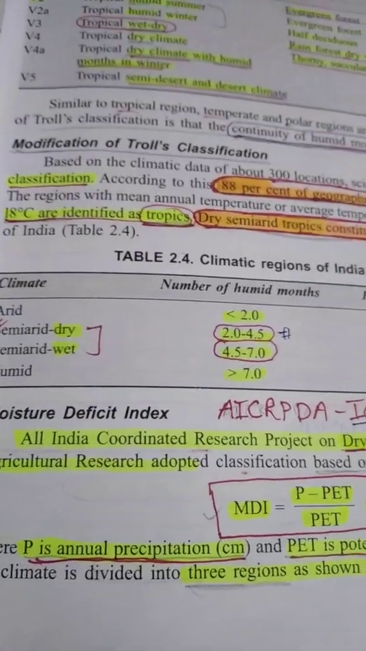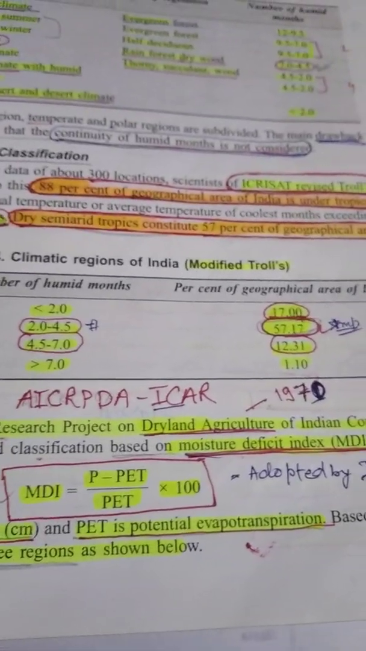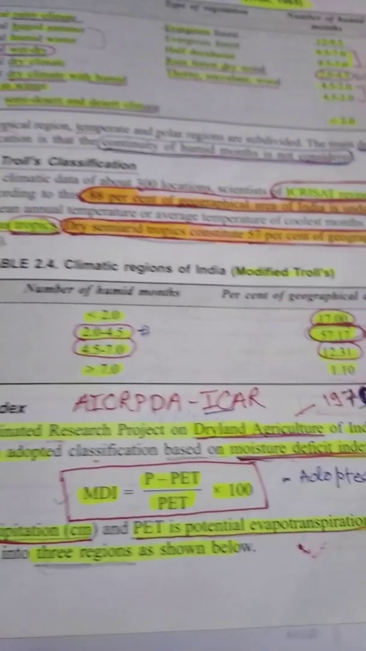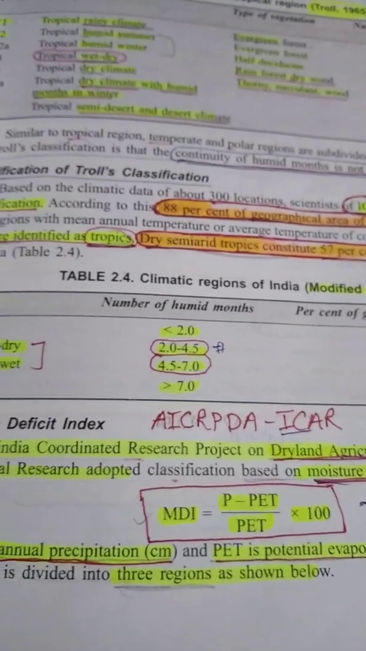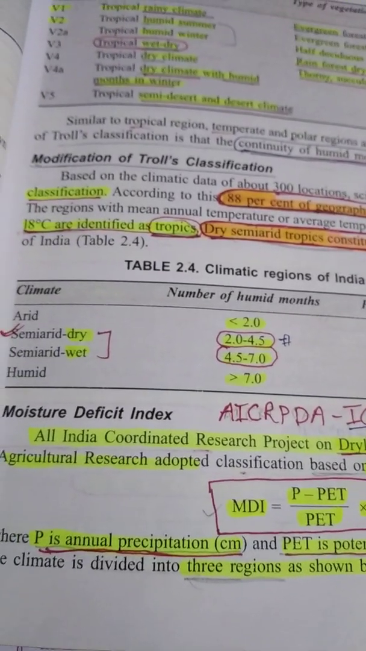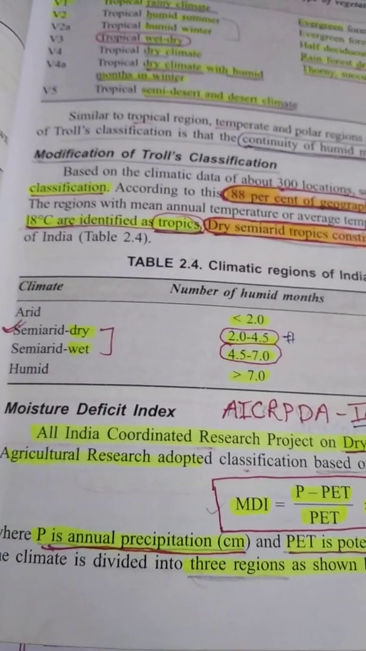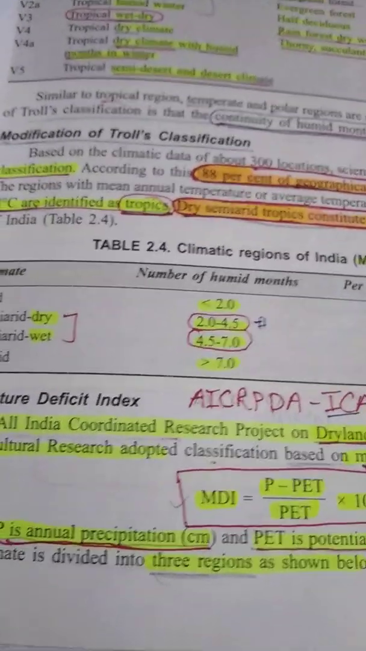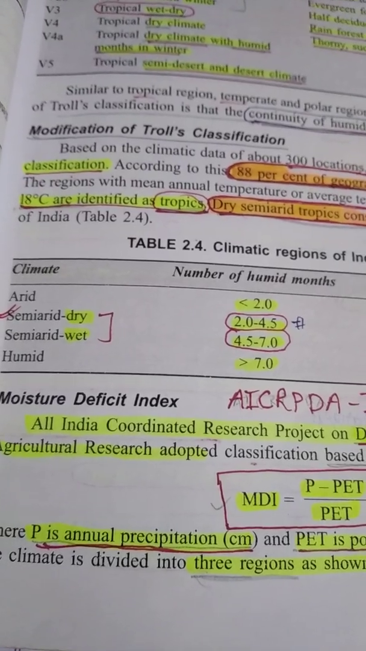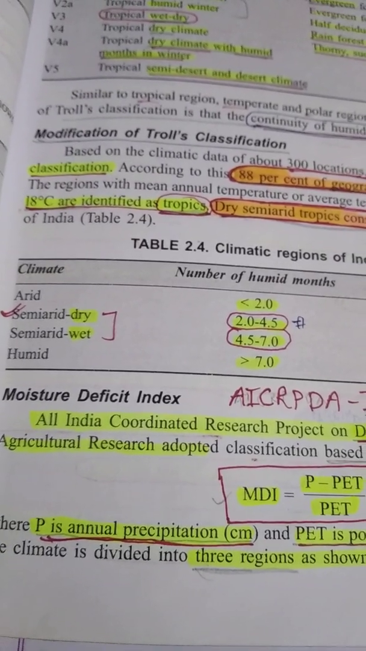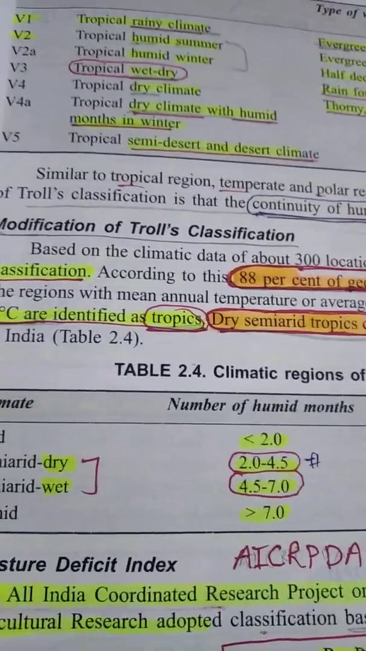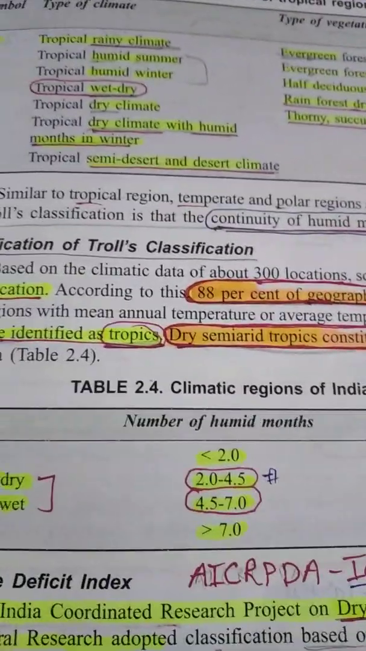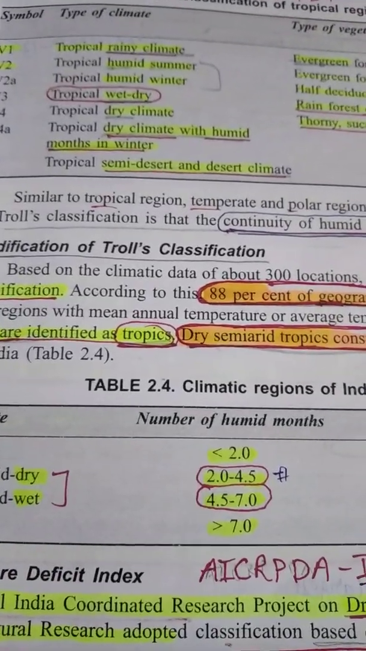And AICRP, the All India Coordinated Research Project on Dryland Agriculture, classified climate on the basis of moisture deficit index. So students, please remember it. It is very important. AICRP on dryland agriculture classified Indian climate according to moisture deficit index. Please students remember it. And the first classification of climate was given on the basis of vegetation by Koppen. Please students remember it. And students, ICRISAT Hyderabad, International Crops Research Institute for the Semi-Arid Tropics, they use the Troll classification. Please students remember this also.